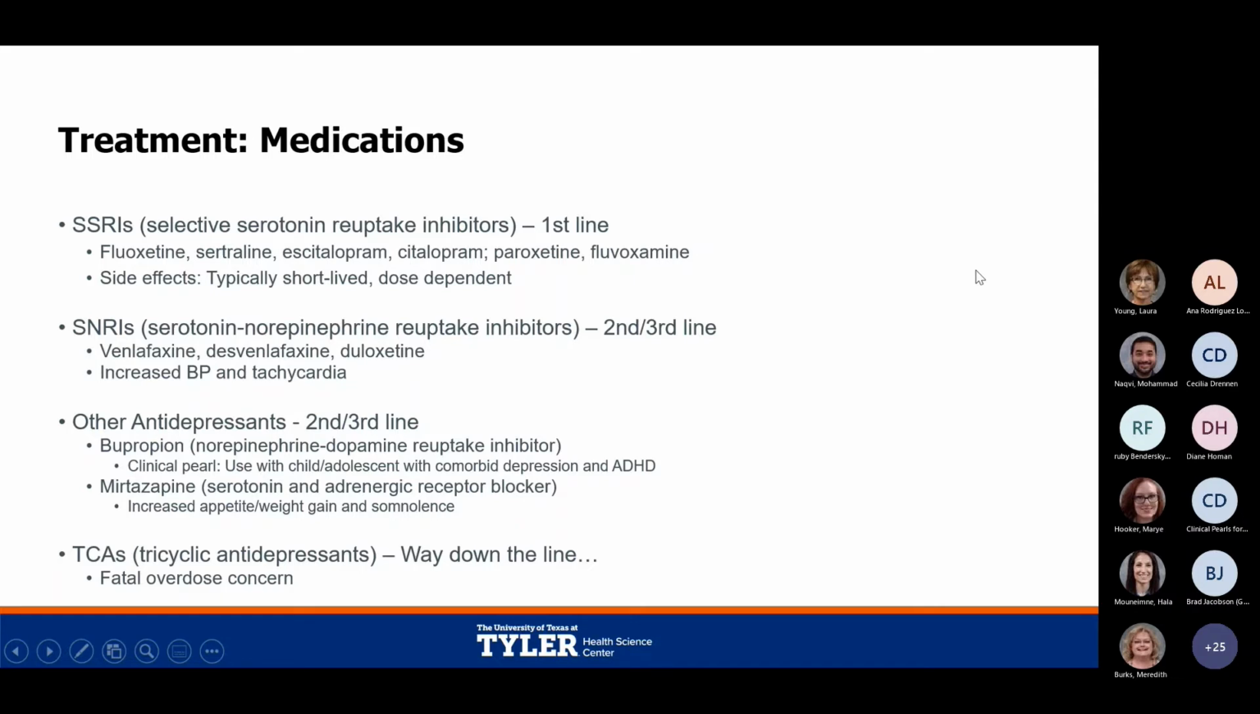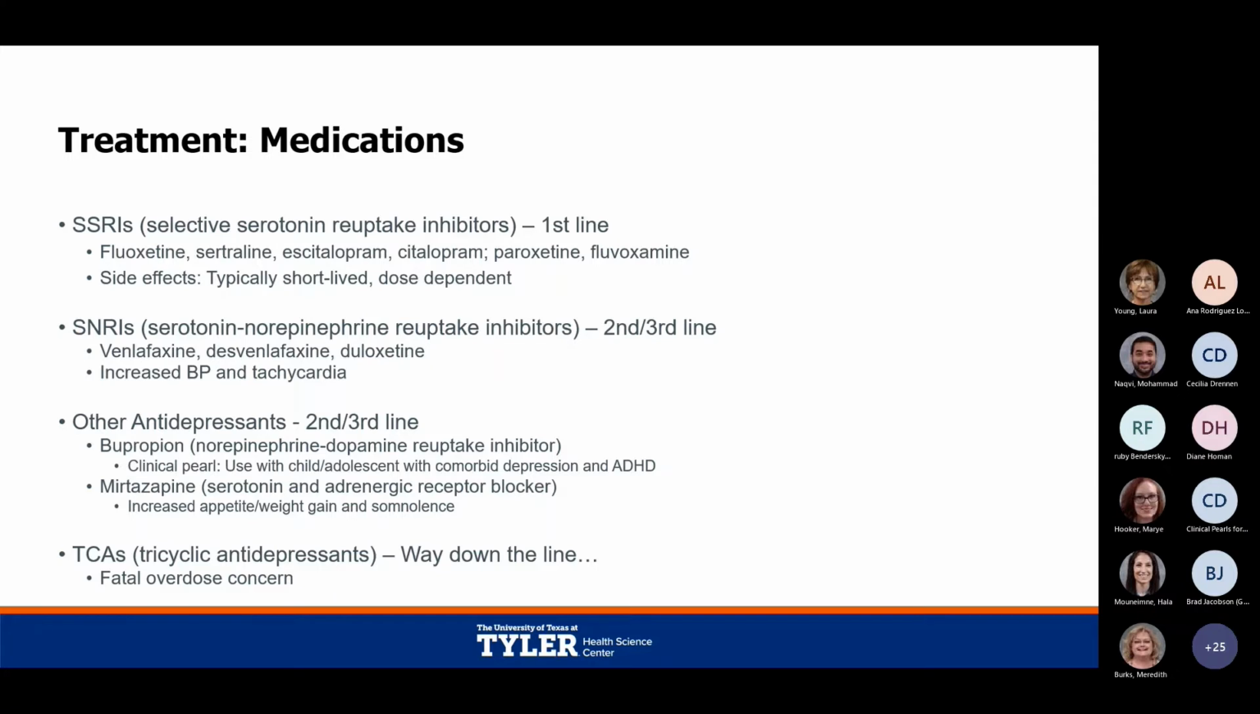Now, when it comes to treatment with medications, we have basically a guideline on how we approach this with our patients. And so, the first line medication for depression in children and adolescents are the SSRI antidepressants, so the selective serotonin reuptake inhibitors, which include fluoxetine, sertraline, citalopram, paroxetine, and fluvoxamine. Now, paroxetine and fluvoxamine, I generally don't use either of those for depression.